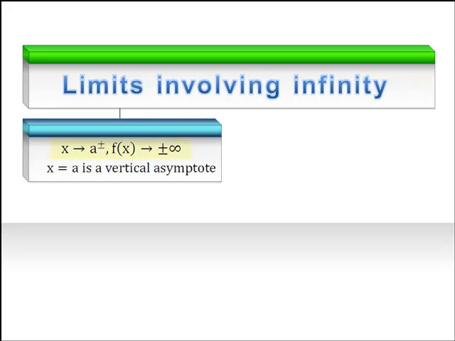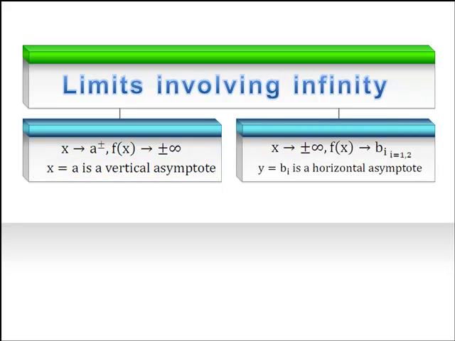Limits involving infinity. This is our second video, which is talking about limits. Now, when we have infinity inserted into a limit, we have two scenarios. Either when x is approaching the number a, whether from left or from right, the value of your function is going to decrease or increase without any bound. In this case, we say that the line x is equal to a is a vertical asymptote of your function.